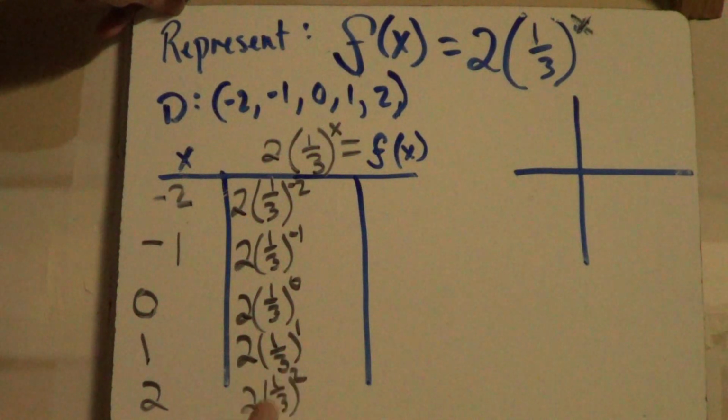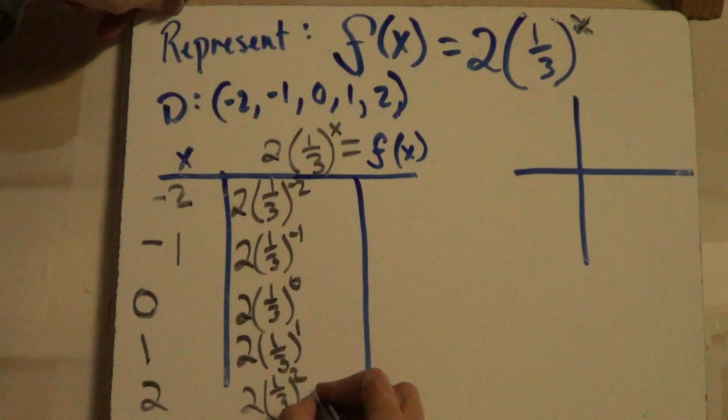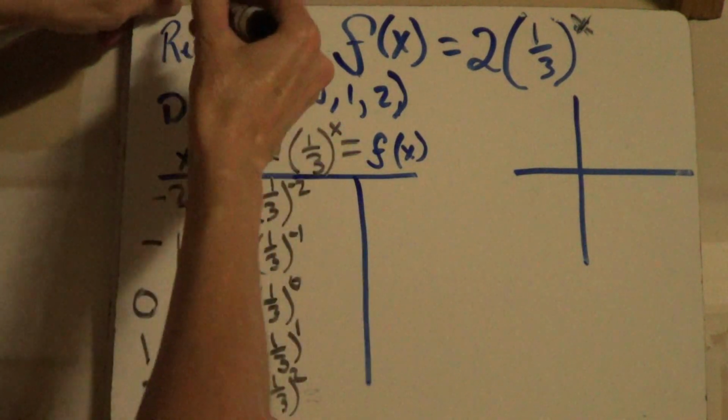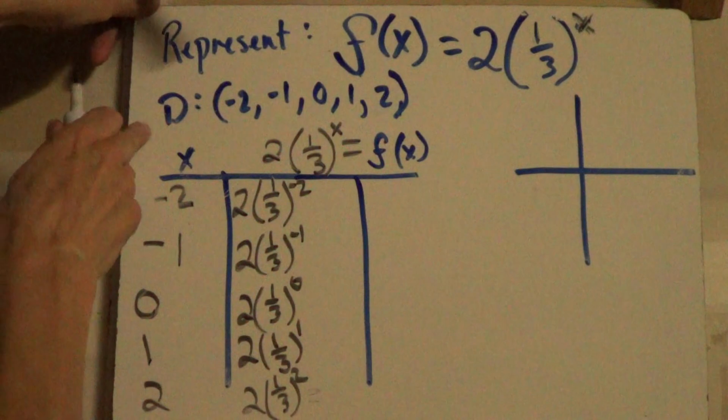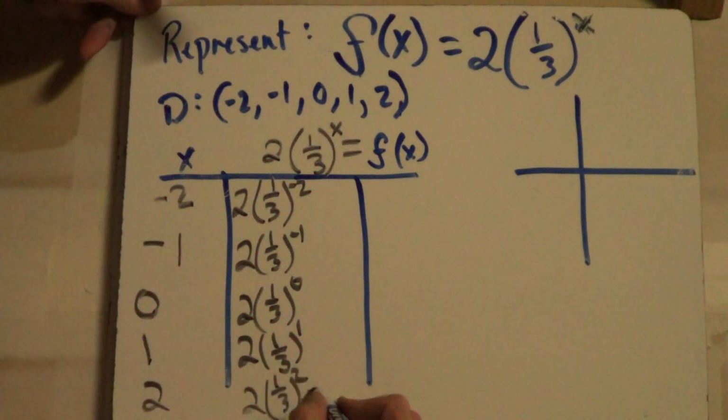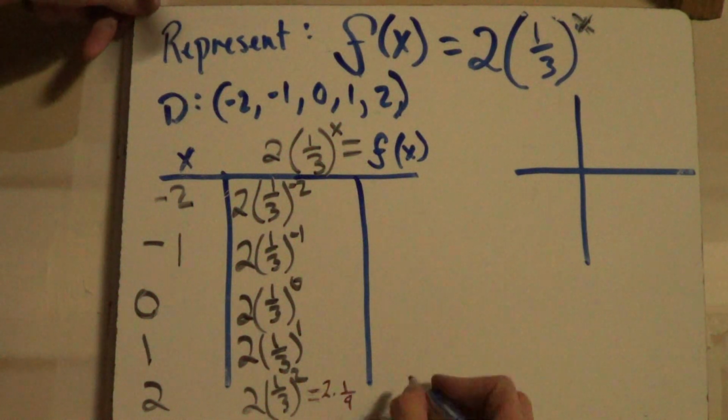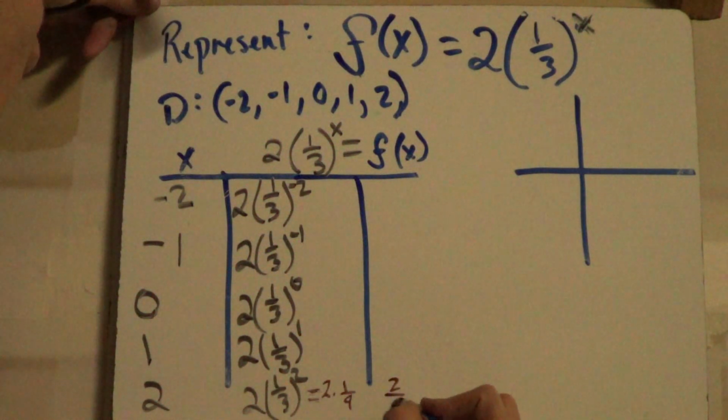So 1/3 raised to the 2nd would be 1 times 1 is 1, 3 times 3 is 9, so that becomes 1/9 times 2. You can put the 2 over 1 if you want, but it's 2/9.